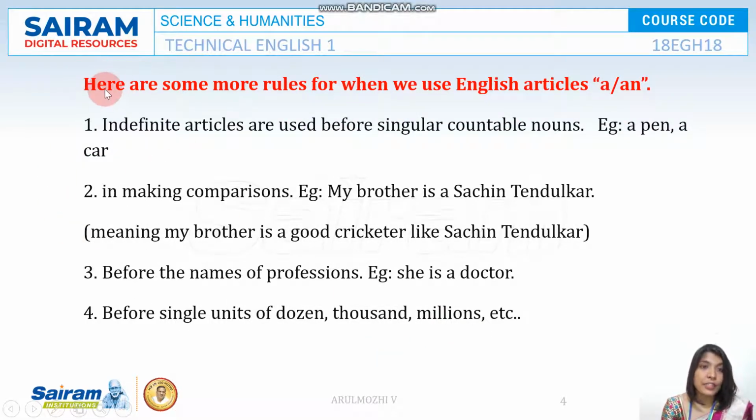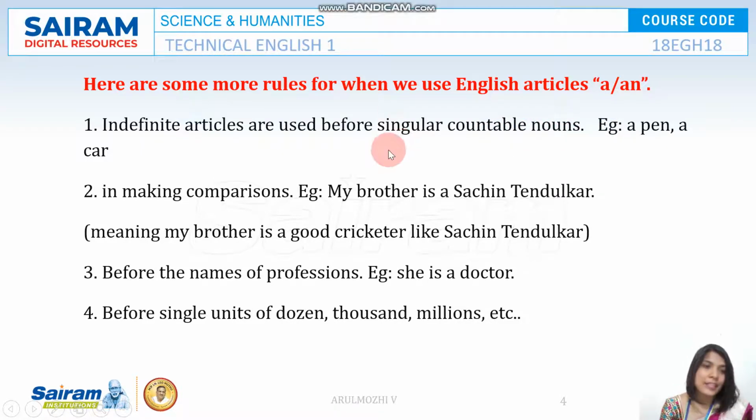Now here are some more rules on where to use a or an. The first main thing is indefinite articles. They are used before singular countable nouns, because we cannot say one when we can't count something. So uncountable nouns don't take a or an. It is used only before one countable noun.